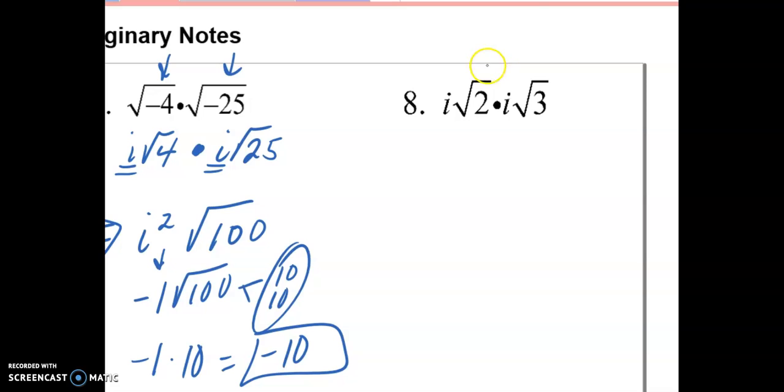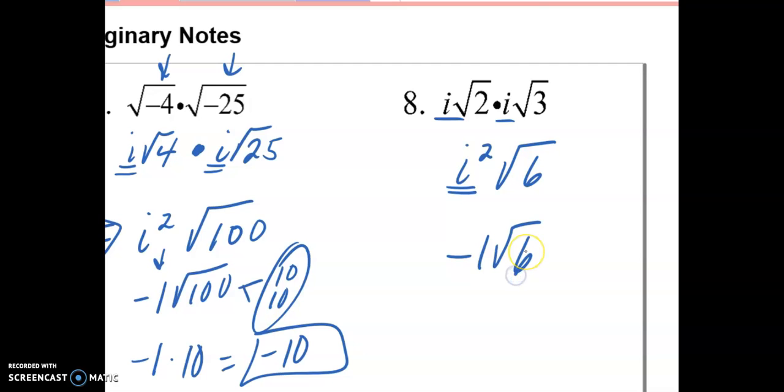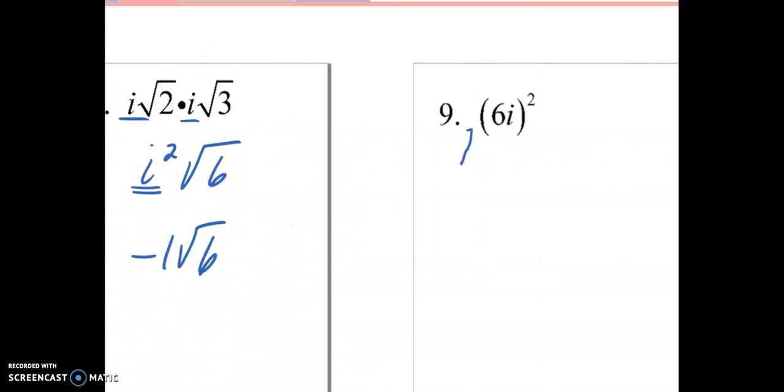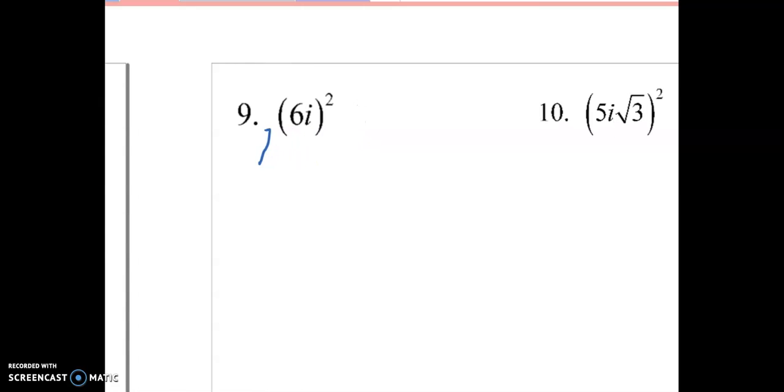So when I look at this, the i's already out. i squared root 6. i squared has to ring a bell. It is -1 square root of 6. Let's look at these next two examples before I give you another one.